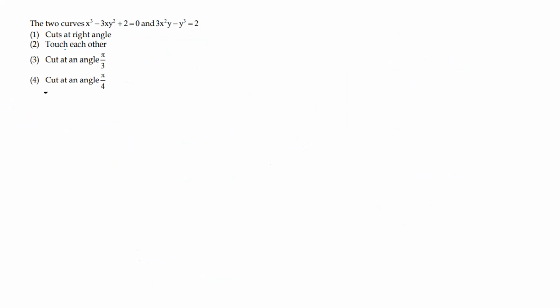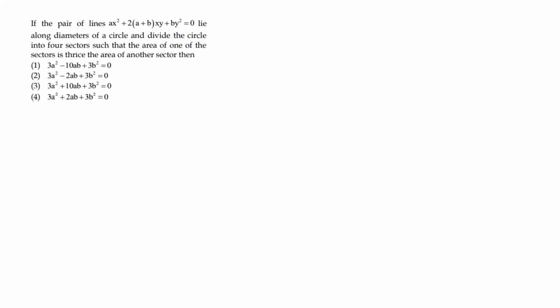Differentiate the first curve. Assume the slope of the tangent is m1. Differentiate the second curve and assume the slope of the tangent to the second curve. The product of these two slopes, we will get -1. That's why when the product of slopes is -1, we know the condition that the tangents or curves intersect at right angles. Okay, a simple question.